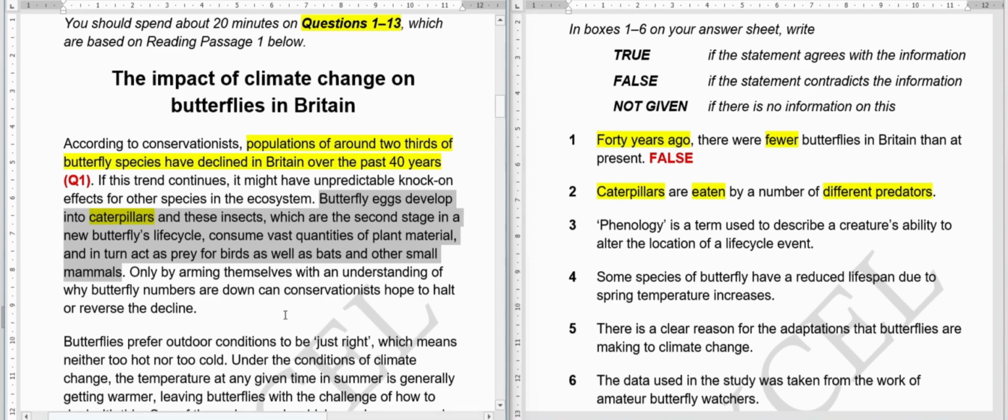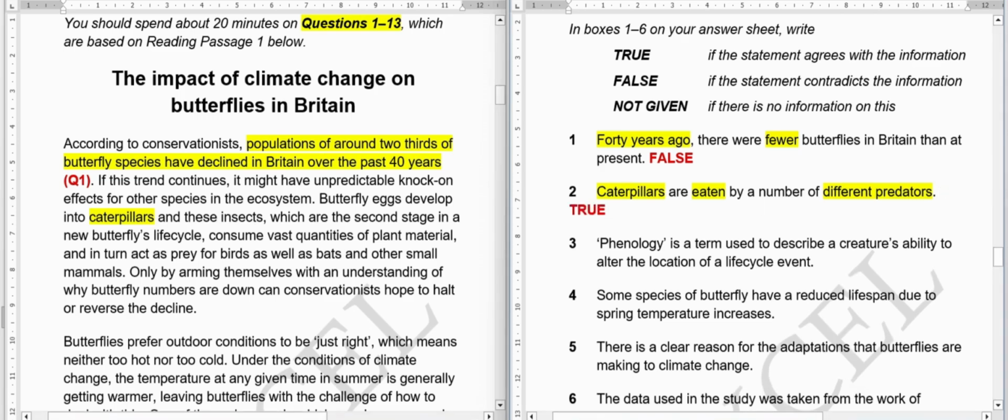Okay, time's up. First let me write the answer here, then I will mark the location. The answer to this is true. I hope you arrived at the correct answer. Now let me tell you why it is true. So again, I will repeat the question. The question is saying caterpillars are eaten by a number of different predators.